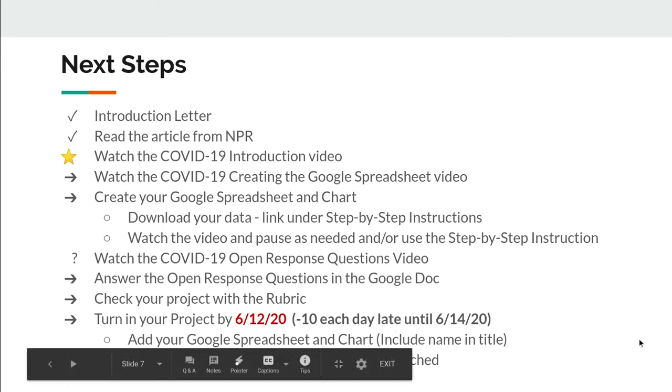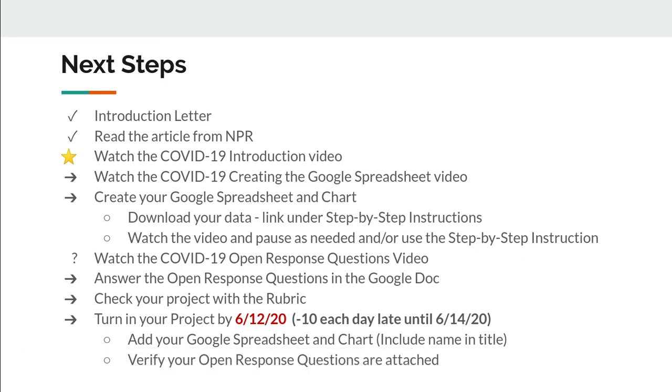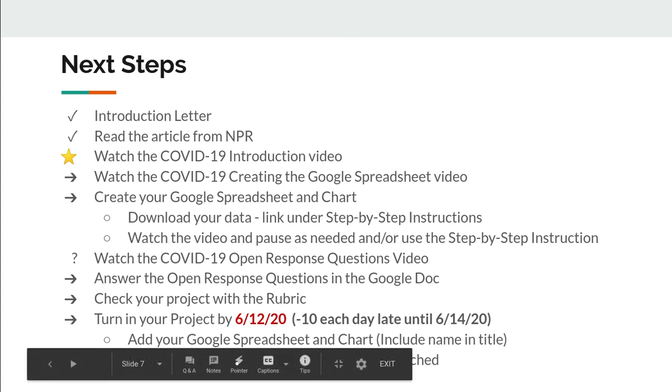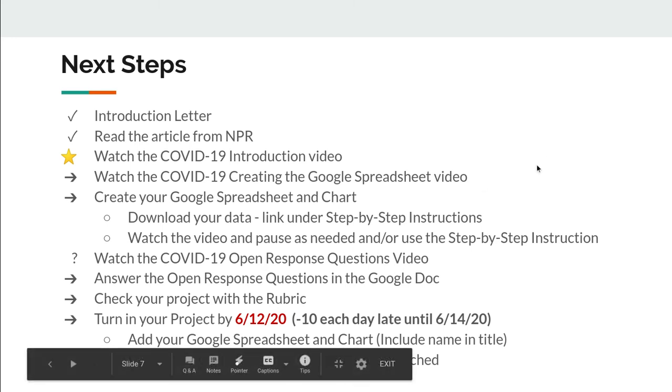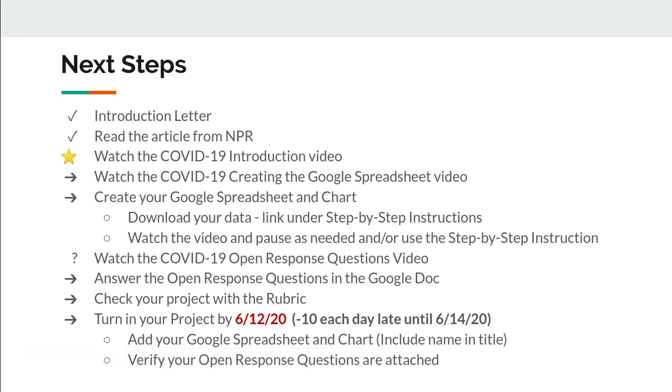Okay? When you go to turn in your project, make sure you add your Google spreadsheet and chart. You'll have to add that actual data or your spreadsheet to the assignment, and just make sure that your open response questions are attached to the assignment. They should be, but double check and make sure that your answers are in the document. Okay, so both pieces will be graded using the rubric, which you can look at, and that will be it. Then you'll be done for fourth marking period and the rest of the year.